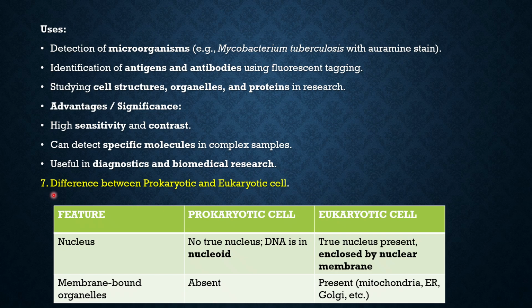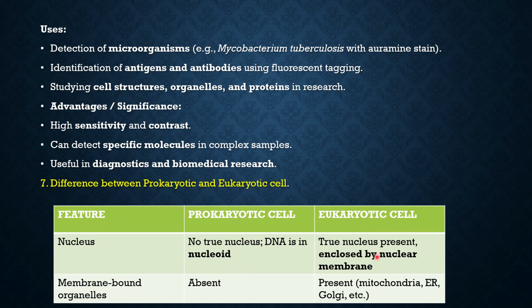The next question is the difference between prokaryotic and eukaryotic cell. So here is the difference. The first difference is in the nucleus, and this is a main difference. In prokaryotic cell there is no true nucleus. DNA is in the nucleoid. That means DNA is lying in the cytoplasm. They do not have a membrane bound nucleus present here, hence we call it a nucleoid.